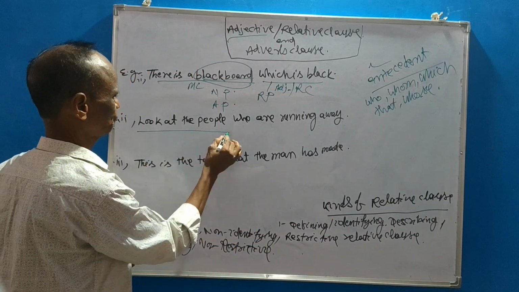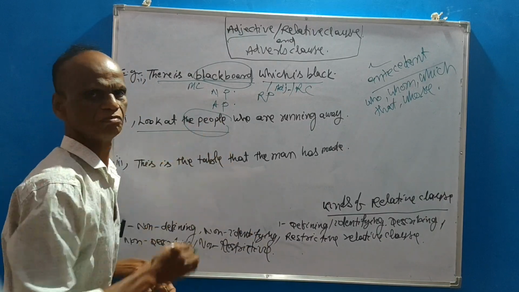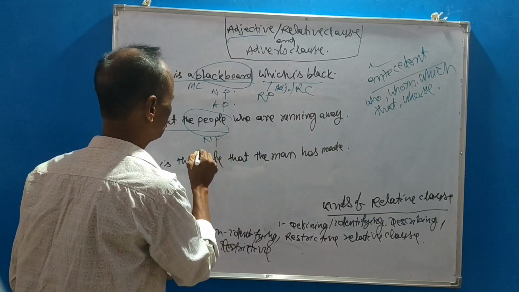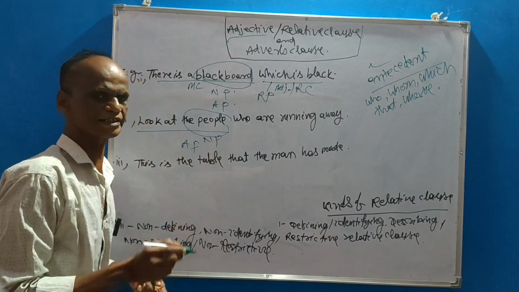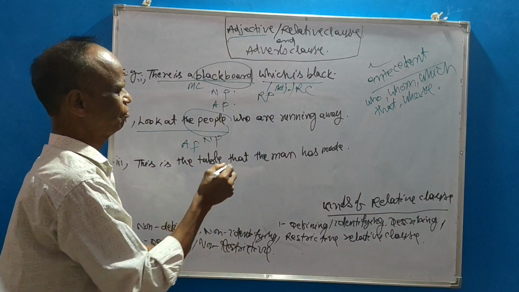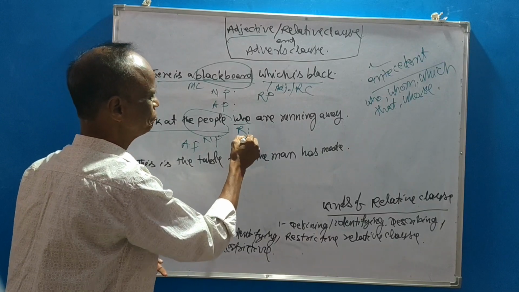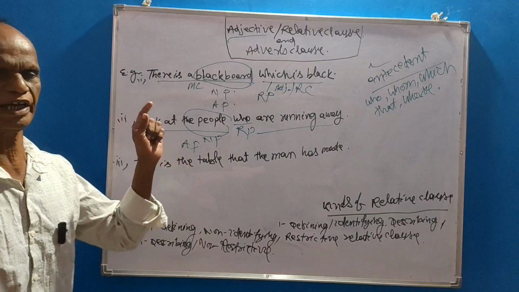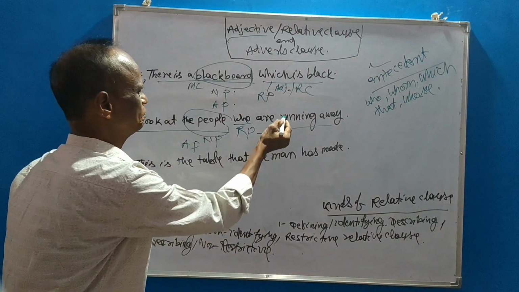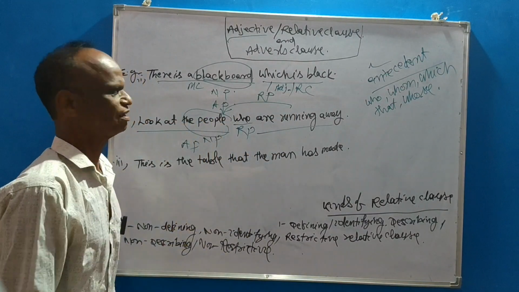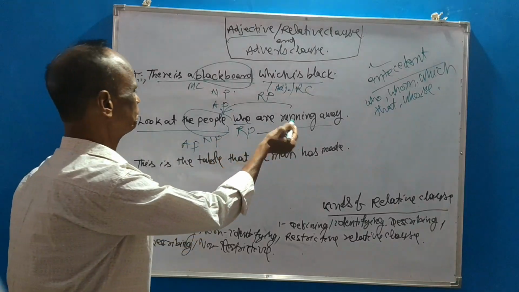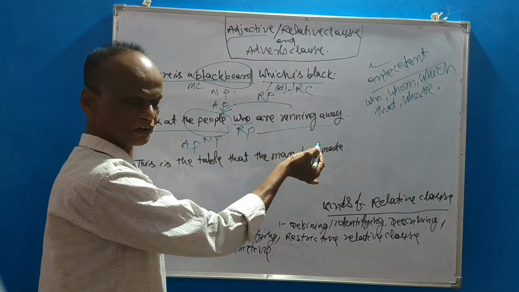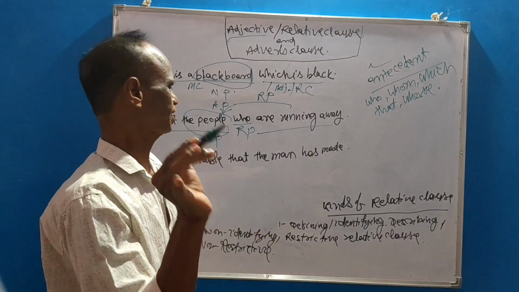Another example, the people who waste time. The people, that is the noun phrase or say antecedent part, and who is the relative pronoun, and that is the relative clause or say an adjective clause. It modifies the noun phrase the people. It modifies the antecedent the people. So it is an adjective clause and also a relative clause.